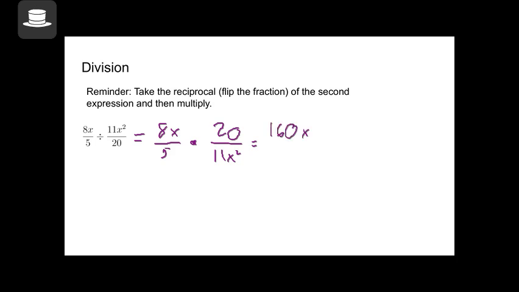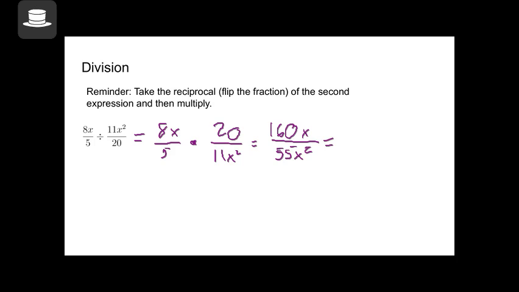Okay, so with division, as I've already mentioned, we want to flip the second fraction or take the reciprocal of it, and then that turns it to multiplication. So we have 8x over 5 times 20 over 11x squared. Now I can multiply straight across, so I have 160x divided by 55x squared.